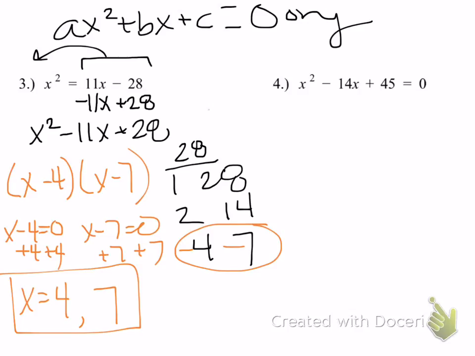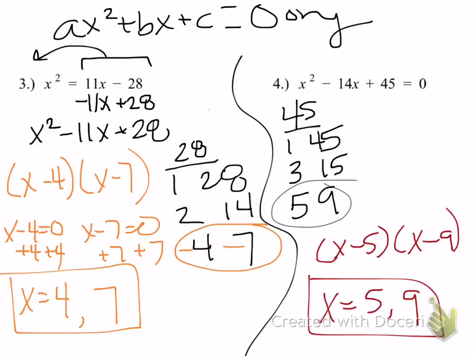Go ahead and pause my voice, give it a shot, and then play it when you're ready. All right, so as you can see, our goal is to find factors of 45 that add up to negative 14. We know we're going to use 5 and 9. They're both going to be negative, so we plug them in. Then we set them equal to 0 and solve, so your answer should have been 5 and 9.